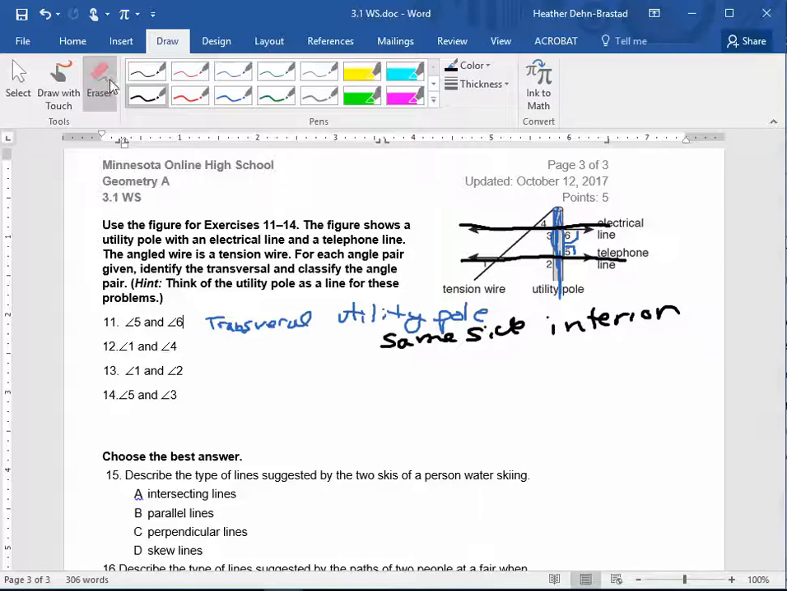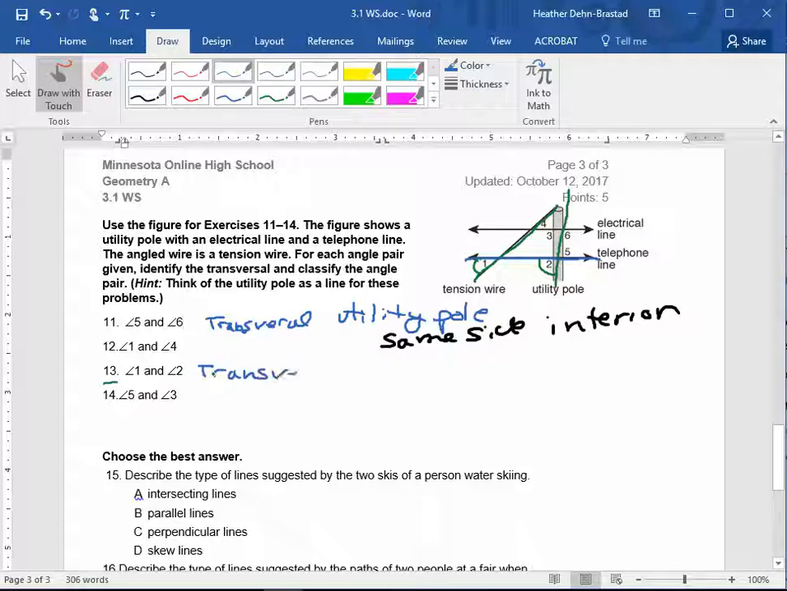I'm going to erase my marks now because the utility pole is not the only transversal that will be used. Let's look at 1 and 2, number 13. Here's angle 1. Here's angle 2. This time it looks like these two lines were my original lines, the telephone line and the utility pole, and they are being cut by the telephone line. So in this one, the transversal is the telephone line.